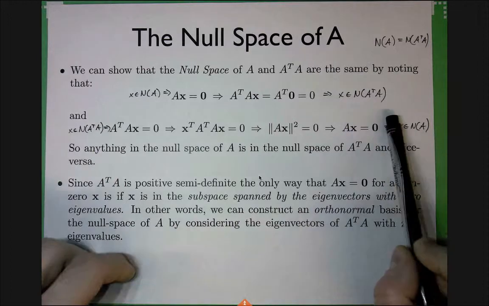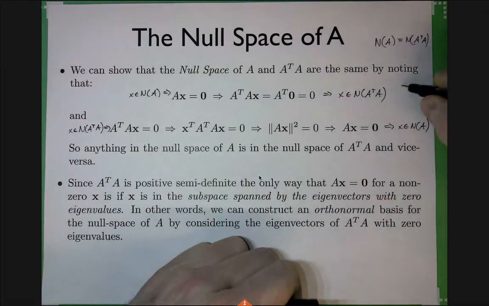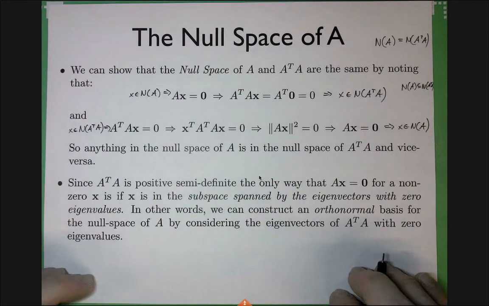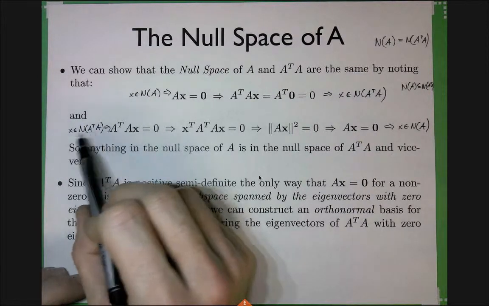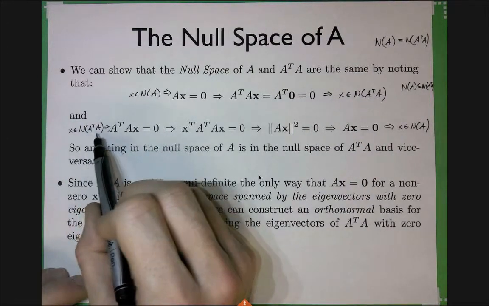So this was the first part. That's the easy one, right? That's the one that says that N(A) is a subset of N(AᵀA). So this one you are asking about. So let's start. Let's take x from the null space of AᵀA.